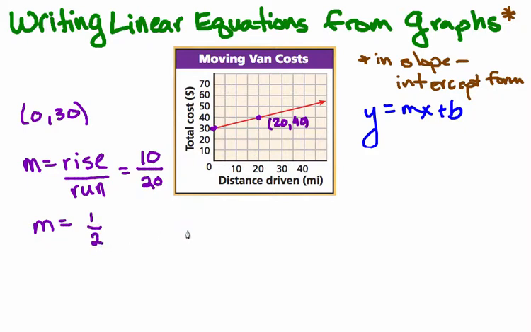That to me says that for every additional mile I drive, it costs me an additional $0.50 or 50 cents. So if I drive 20 miles, it's going to cost an extra $10. We're ready to write our equation now. y equals the slope 1/2 times x plus our y-intercept of 30. The y-intercept there, 30, means that if I plugged in x equals 0, y would equal 30.